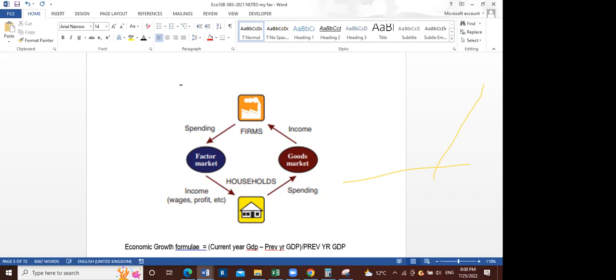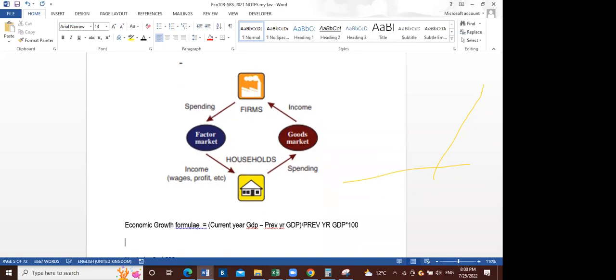Then obviously, to put it in percentage terms, we have to multiply by 100. And the GDP that we normally use in calculating economic growth is what is referred to as real GDP. So basically, there are two types of GDPs. There is real GDP, and there is nominal GDP. Real GDP is the one that is used in assessing whether an economy is growing or not growing. So suppose you are given figures, you can apply your figures as per the given example.